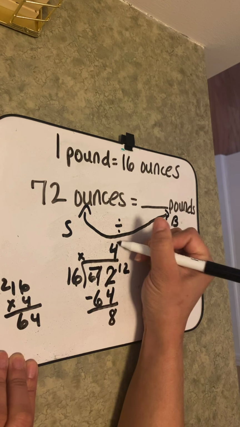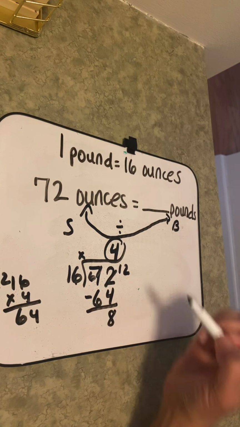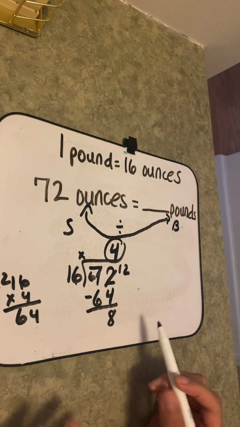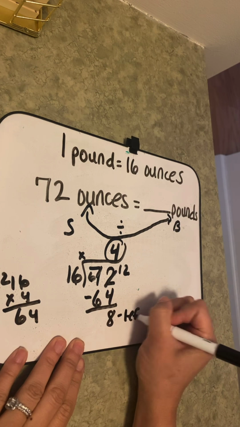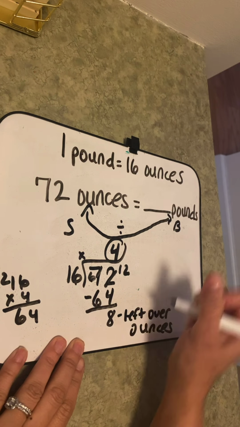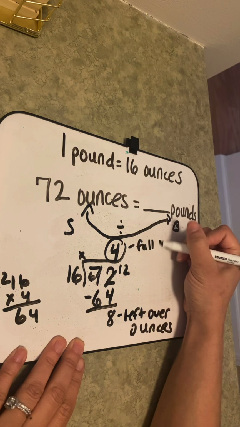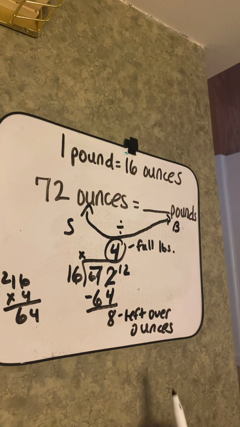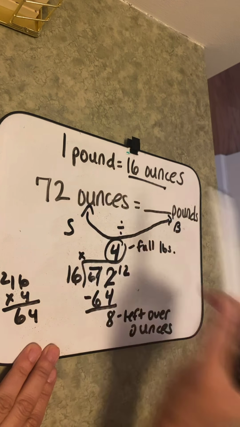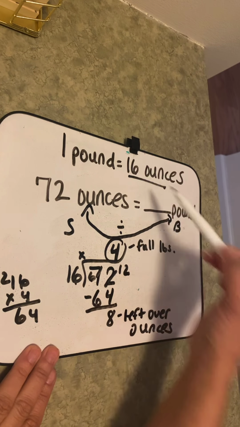So here you can see that we have 4 whole pounds, and here we have 8 leftover ounces. We know that it takes 16 ounces to make 1 pound, and here we only have 8 ounces, so that's half of 16.